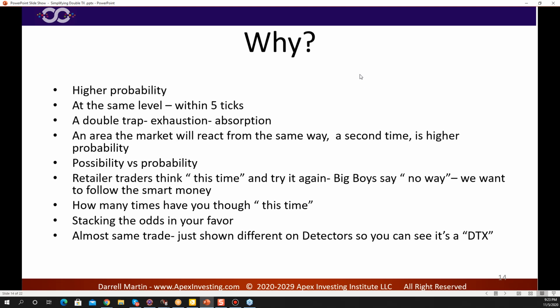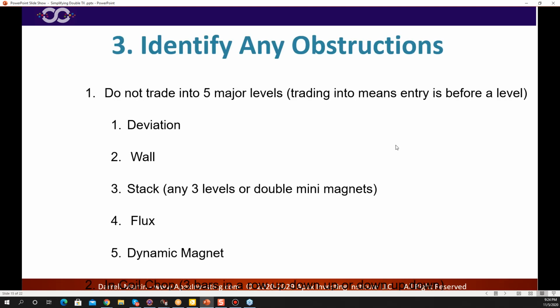Okay? So it's literally the same trade setup itself, the bar itself, and what it has in it. But we're just letting you see and know and be aware. Higher probability, possibly a little stronger trade, and the detectors show you that it's a DTX, a double TX trade. Okay? So when that trade setup happens, we talk a lot about knowing not just when to trade, what the rules are to enter a trade, but when not to trade.